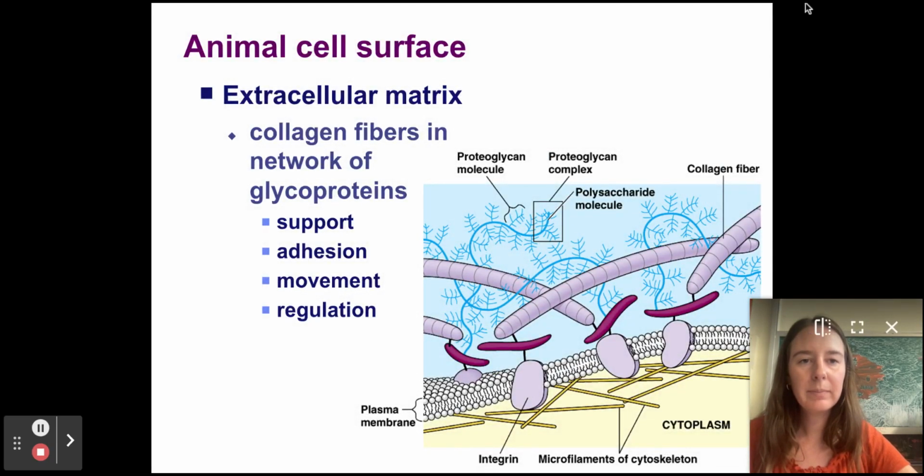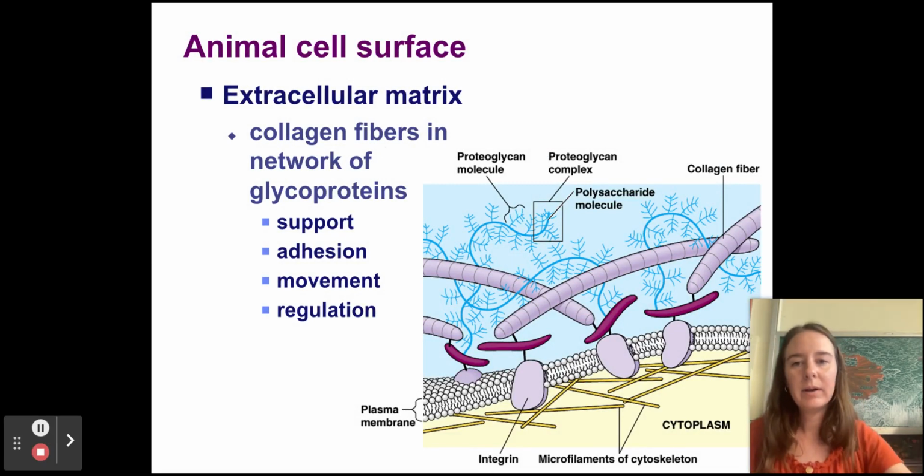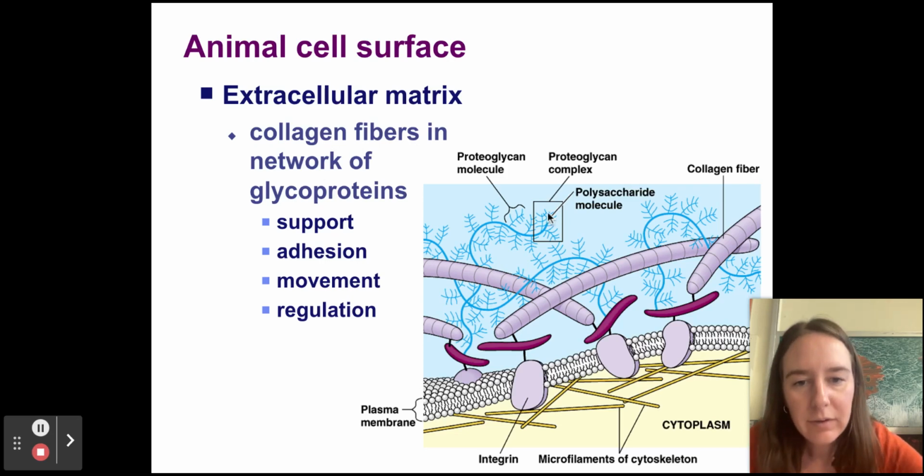Okay, so we just talked about plant cells. Now let's talk about animal cells. Remember, we talked about how the surface of the membrane is connected to something called the extracellular matrix. Extra means outside the cell. It's a bunch of fibers made up of a protein called collagen and a network of glycoproteins, so a bunch of carbohydrates. So this right here, a polysaccharide, that's a carbohydrate connected to a protein here. This is a fiber or a protein called collagen.